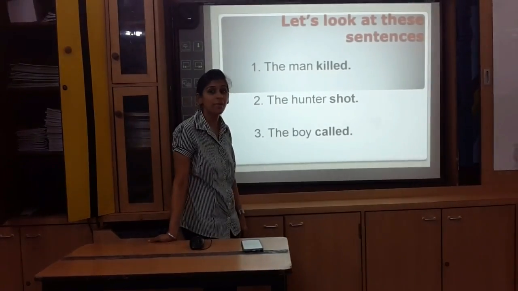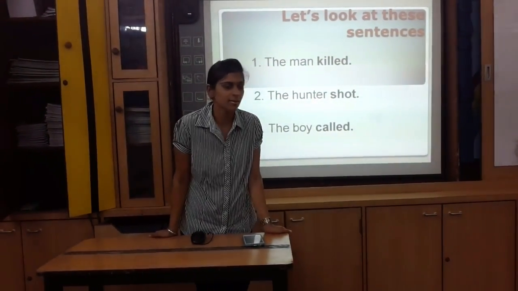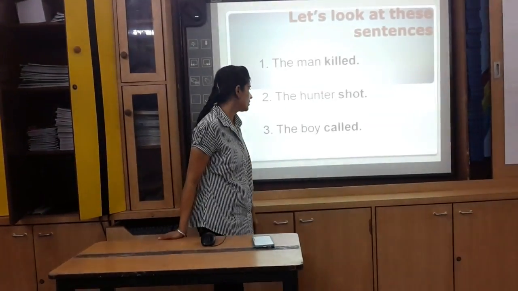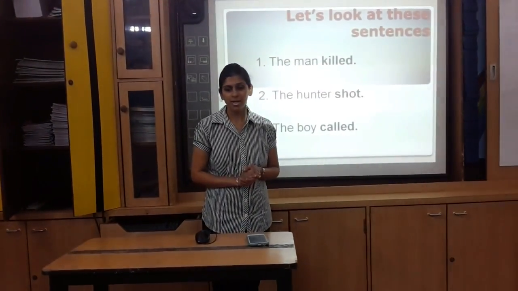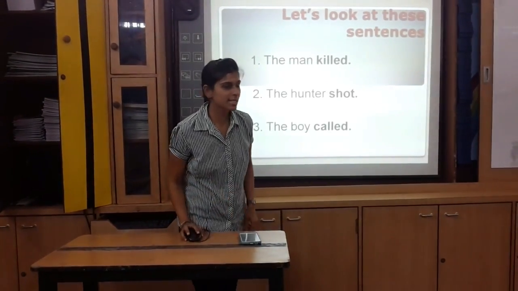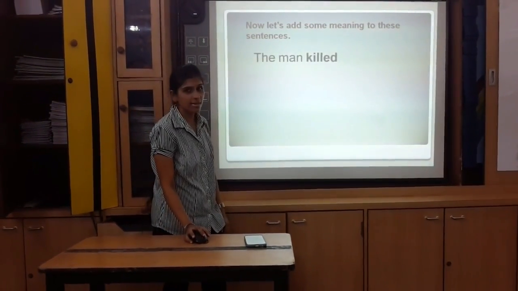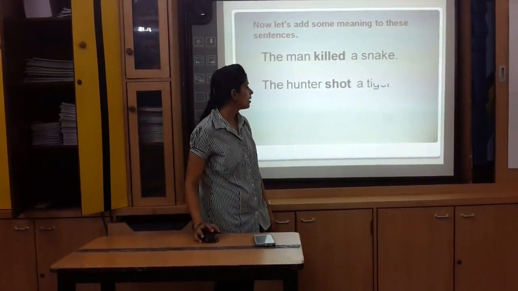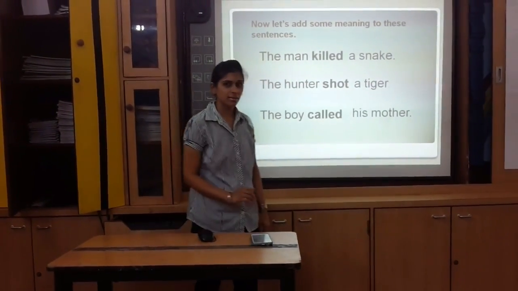So if I ask the question, the man killed what? Or the man killed whom? There is no answer. If I ask, the hunter shot whom? There is still no answer. And when I say, the boy called whom? Still there is no answer. So we can add some meaning to these sentences. Let's put these sentences as: the man killed a snake. The hunter shot a tiger. The boy called his mother.